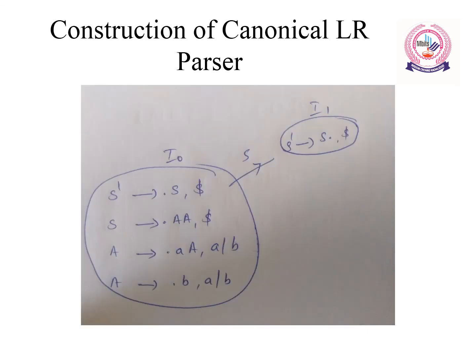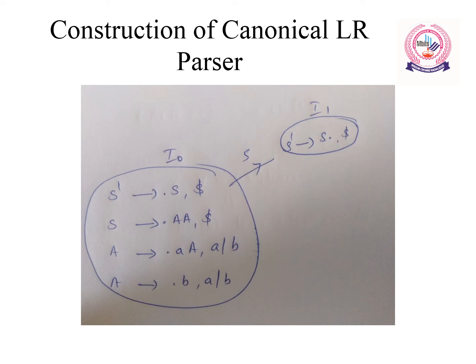What is the next step? We need to perform the goto operation. The goto operation will be performed on the symbols from the state I0. First of all we look at the symbol S, which is a non-terminal symbol. If we perform the goto operation on S, we will get S' gives S dot. Then we put dollar as the lookahead. How does the dollar come? If we are performing a goto operation, then whatever the lookahead was in the previous state will be the same as the lookahead in our new state.